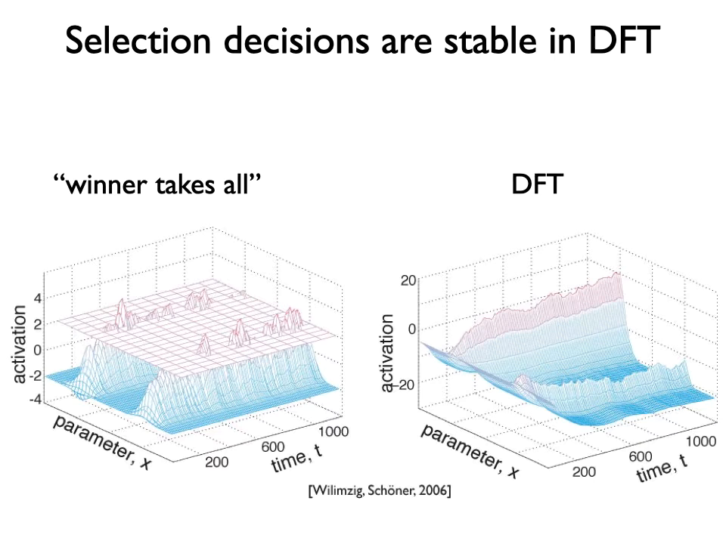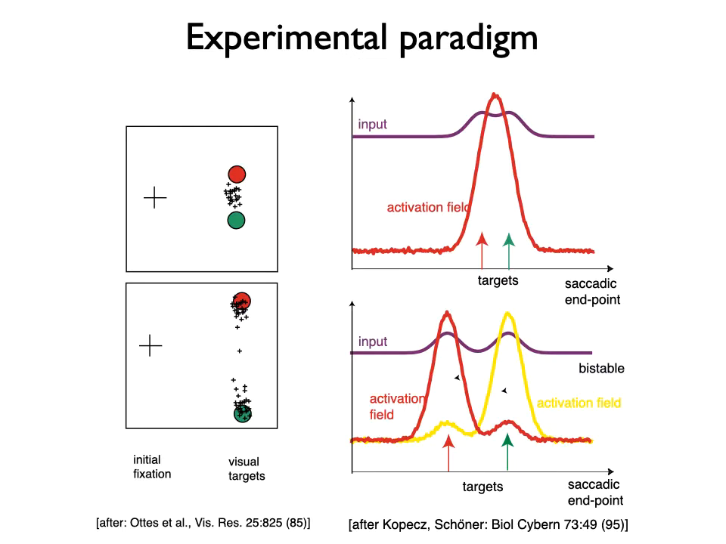Now, if you look at this saccadic situation, that's actually how we started modeling with DFT. We started in the mid-90s with Klaus Kopecz by accounting for decision making in visual saccade selection in the laboratory. We looked at the transition from averaging to bistable selection.